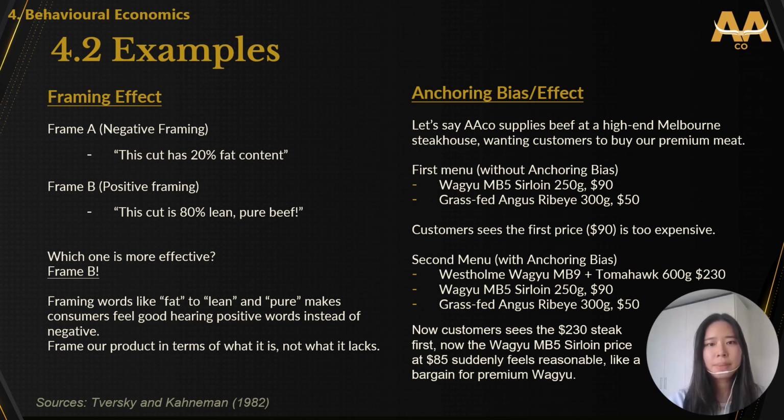Second, anchoring bias. Without an anchor, our menu lists Wagyu MB5 at $90. Customers will think it's really expensive. But when you add another item, Wagyu MB9, and a tomahawk at $230, suddenly $90 feels like a great value. The anchor shifts the reference point, protecting our premium pricing across the entire range.